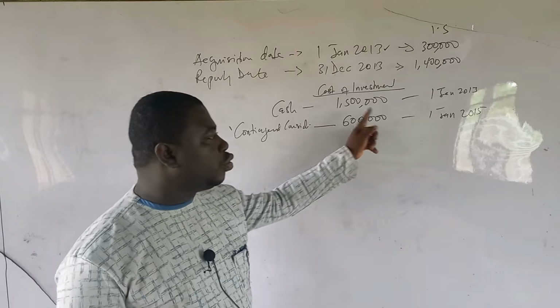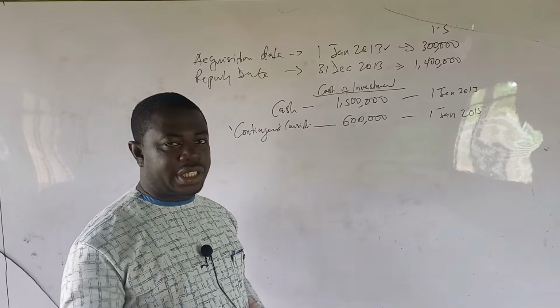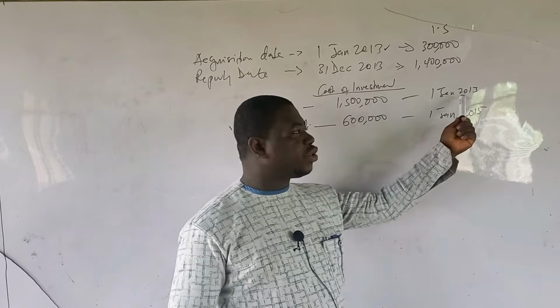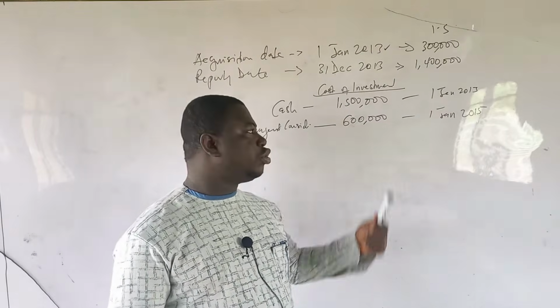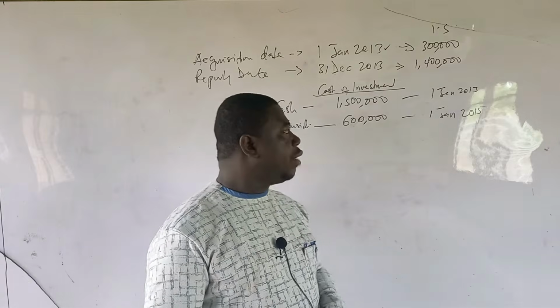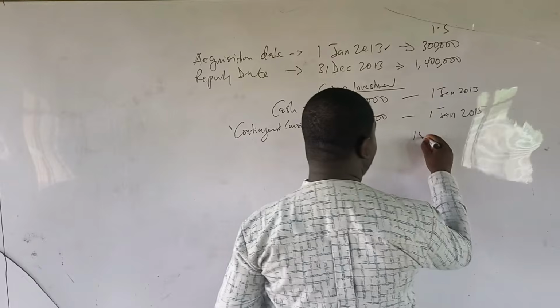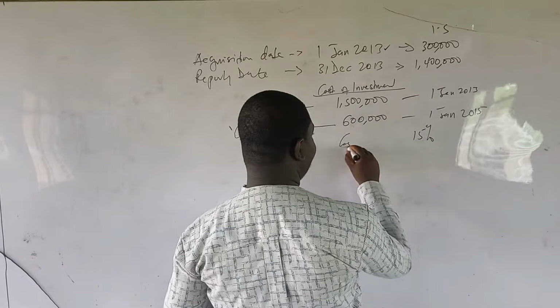And that is where we are going to do the discounting of this 600,000. Like I taught you in our previous video, we'll discount it back 2 years to the date of acquisition, which we are going to use to calculate our goodwill. And we are going to use the cost of capital given to us. We are told that the company's cost of capital is 15%.